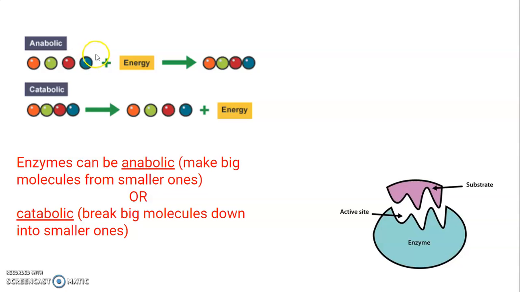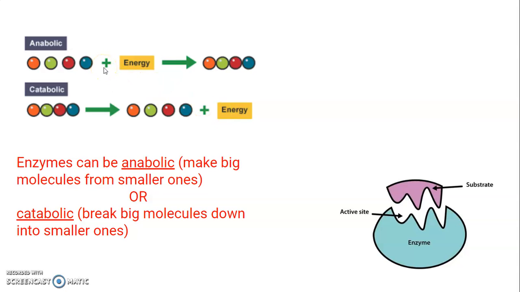So an anabolic reaction is putting things together, and a catabolic reaction is breaking things apart. So that would require catabolic enzymes. Catabolic reactions produce energy. So when you break them apart, energy is released. Okay, an example of that is ATP breaking into ADP and Pi and releasing energy during that process.